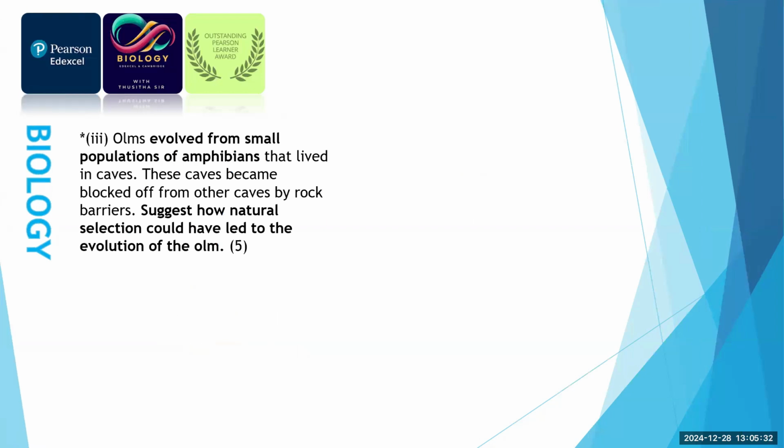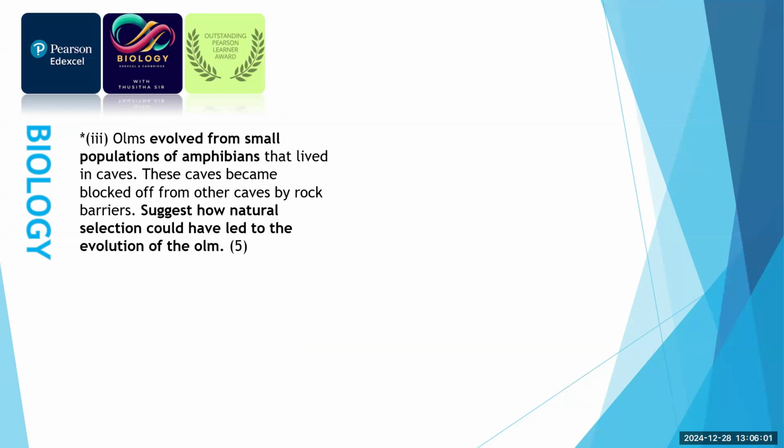Olms evolved from small populations of amphibians that lived in caves. These caves became blocked off from other caves by rock barriers. Suggest how natural selection could have led to the evolution of the olm. 5 marks. So my aim in this webinar is to show you how to write this kind of question as Unit 2. You may frequently get this kind of question.